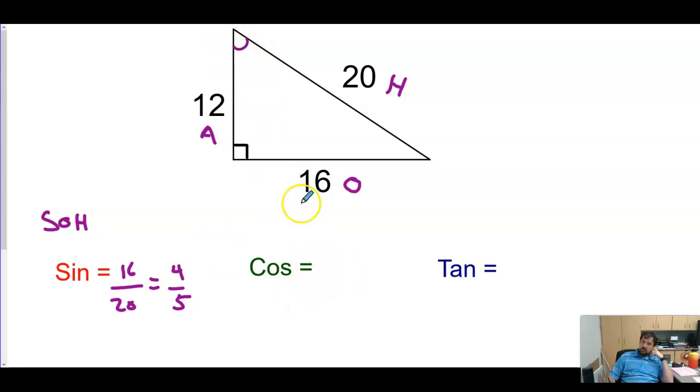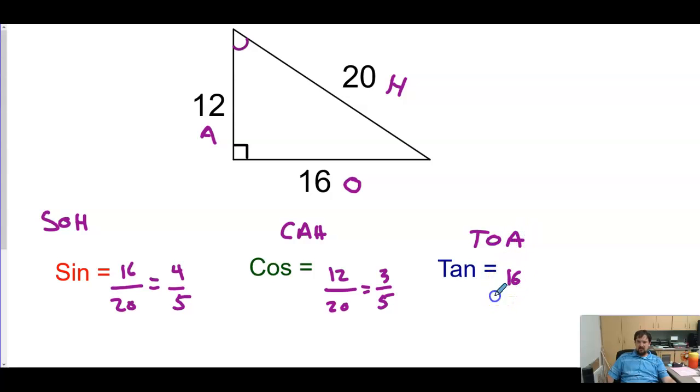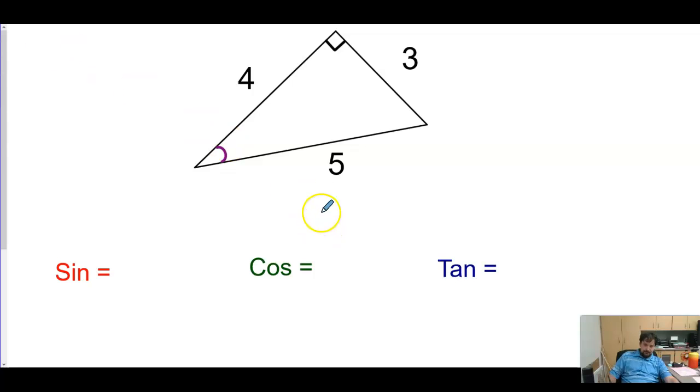So what's the cosine of this angle? Well, remember the cosine, it's CAH. C-A-H. So it's the adjacent over the hypotenuse, which can be simplified down to 3/5. And then the tangent is opposite over adjacent, because it's TOA. So my opposite is 16, my adjacent is 12, which can be simplified to 4/3. Okay, so that's pretty much all we're doing, we're just trying to identify the sine, cosine, and tangent of a given angle. Alright, so let's go ahead and look at another one.